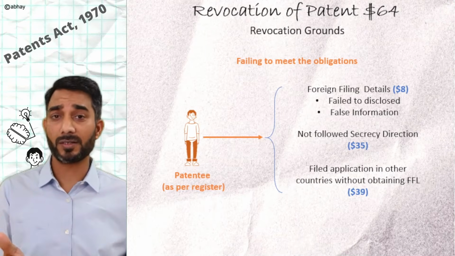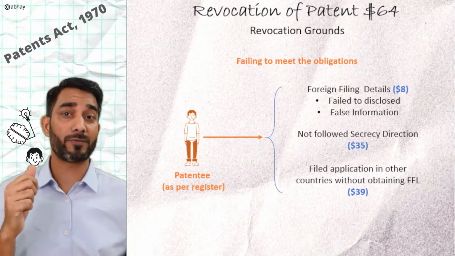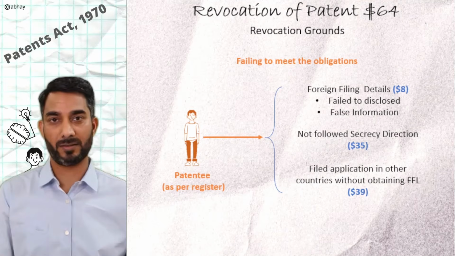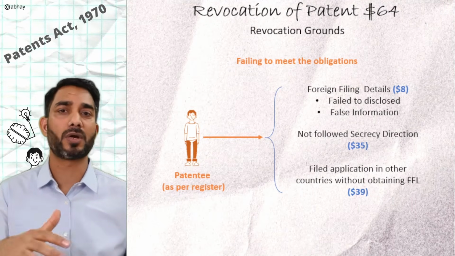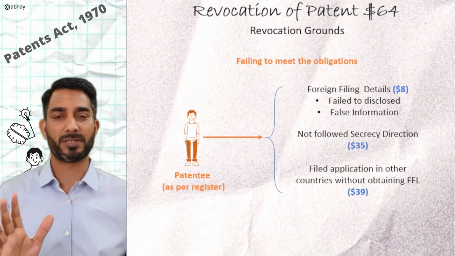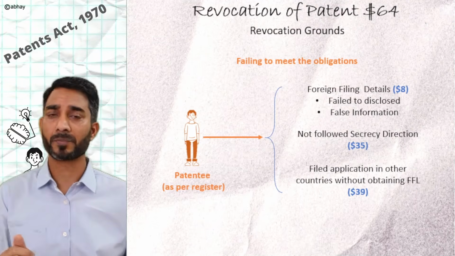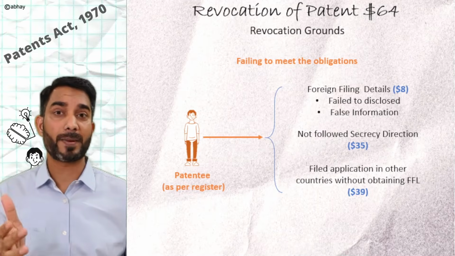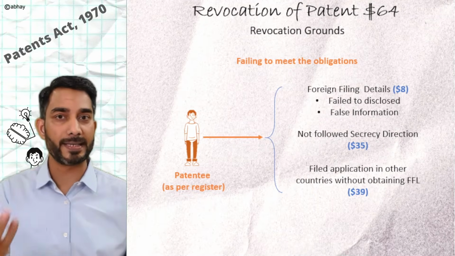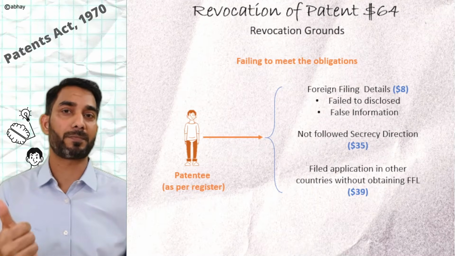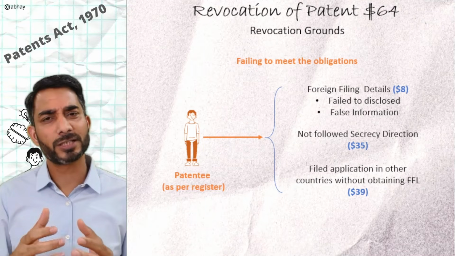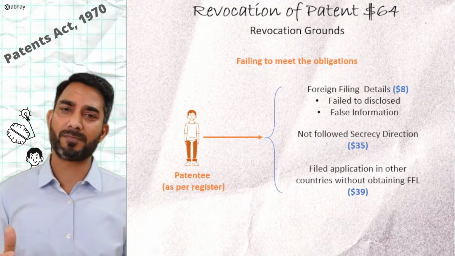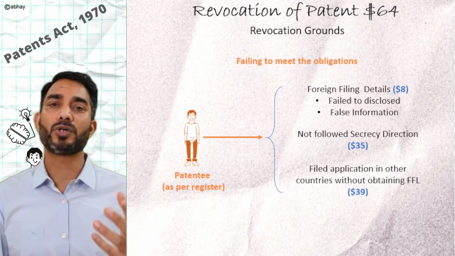Similarly, we can check if secrecy directions were followed by the patentee. The invention should not have been published, or the information pertaining to the invention should not have been communicated to any other person in India or outside India. Similarly, we can check if a patent application was filed outside India without obtaining prior permission from the patent office as per section 39. So we have discussed all possible grounds that can be used to oppose a granted patent.